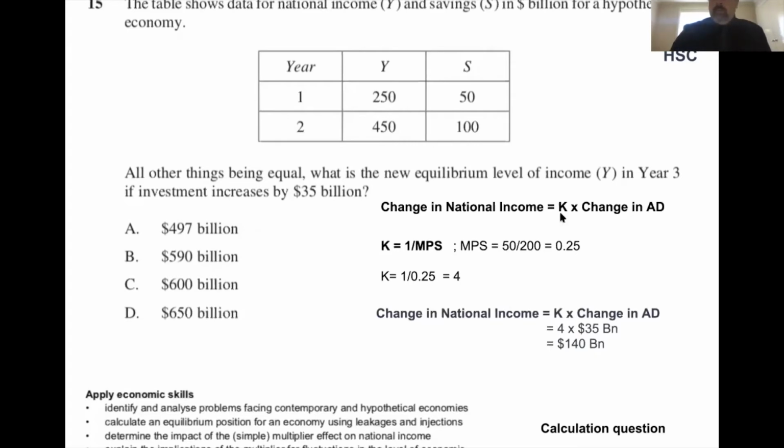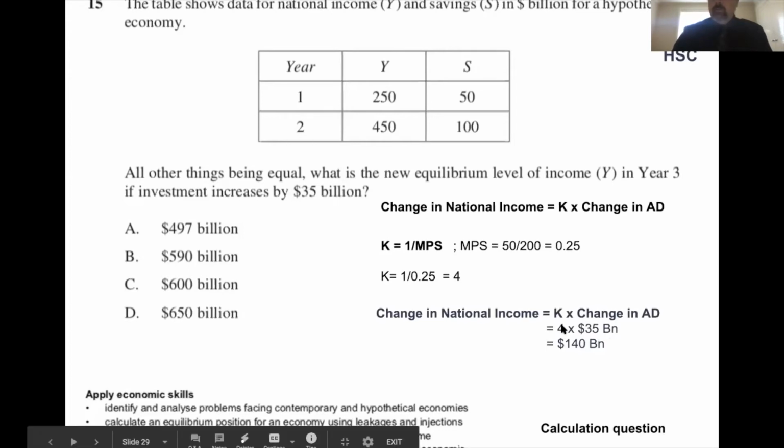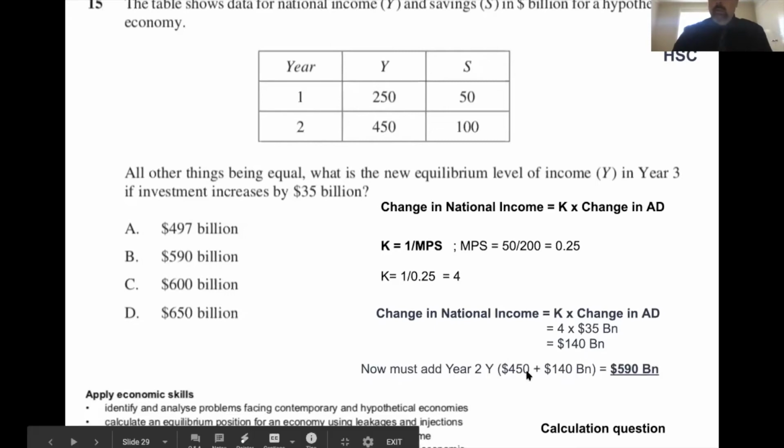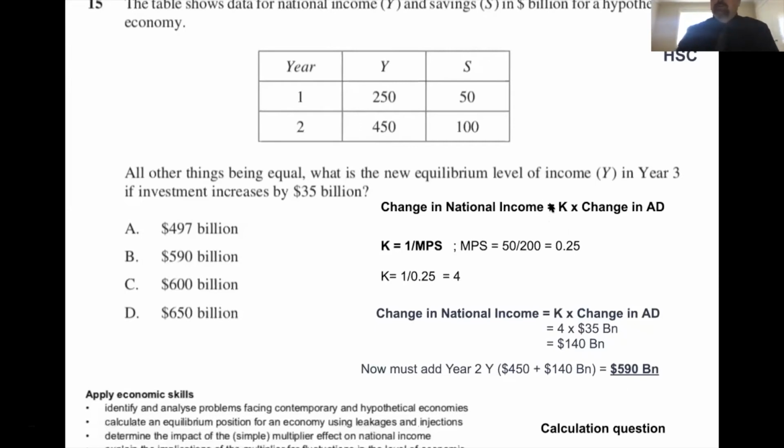The next step is we have to put that back into our formula. So what we've created is the 35 billion, so the investment here of 35 billion times the multiplier has then come up with $140 billion change in national income. So the question is the new equilibrium level. So obviously with this question, we need to add the 140 with the 450 from year 2 up here to come up with the 590. So that particular question there, we need the formula for the change in national income. We need to work out the multiplier. We need then to add that to the existing data. So there's a fair bit of work there for a 1 marker.